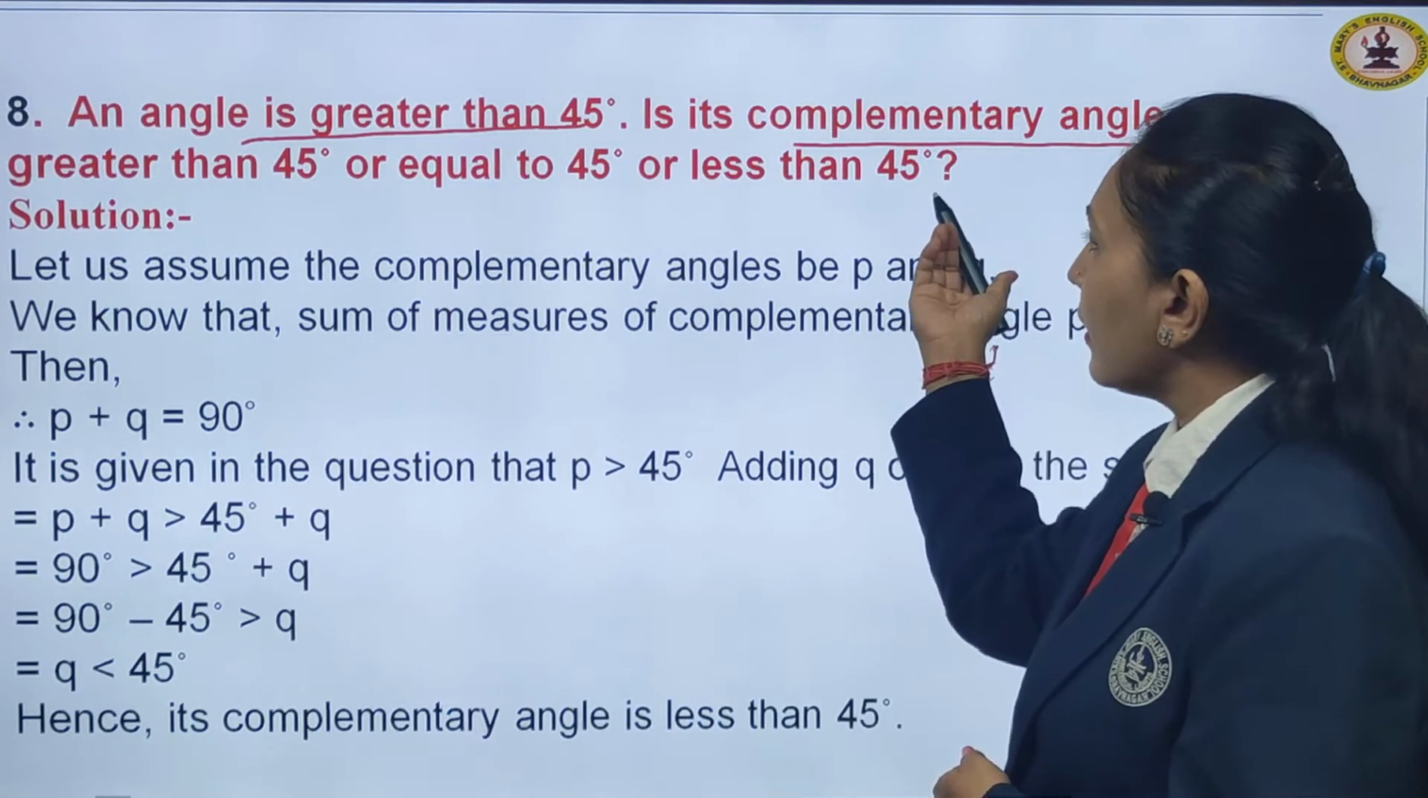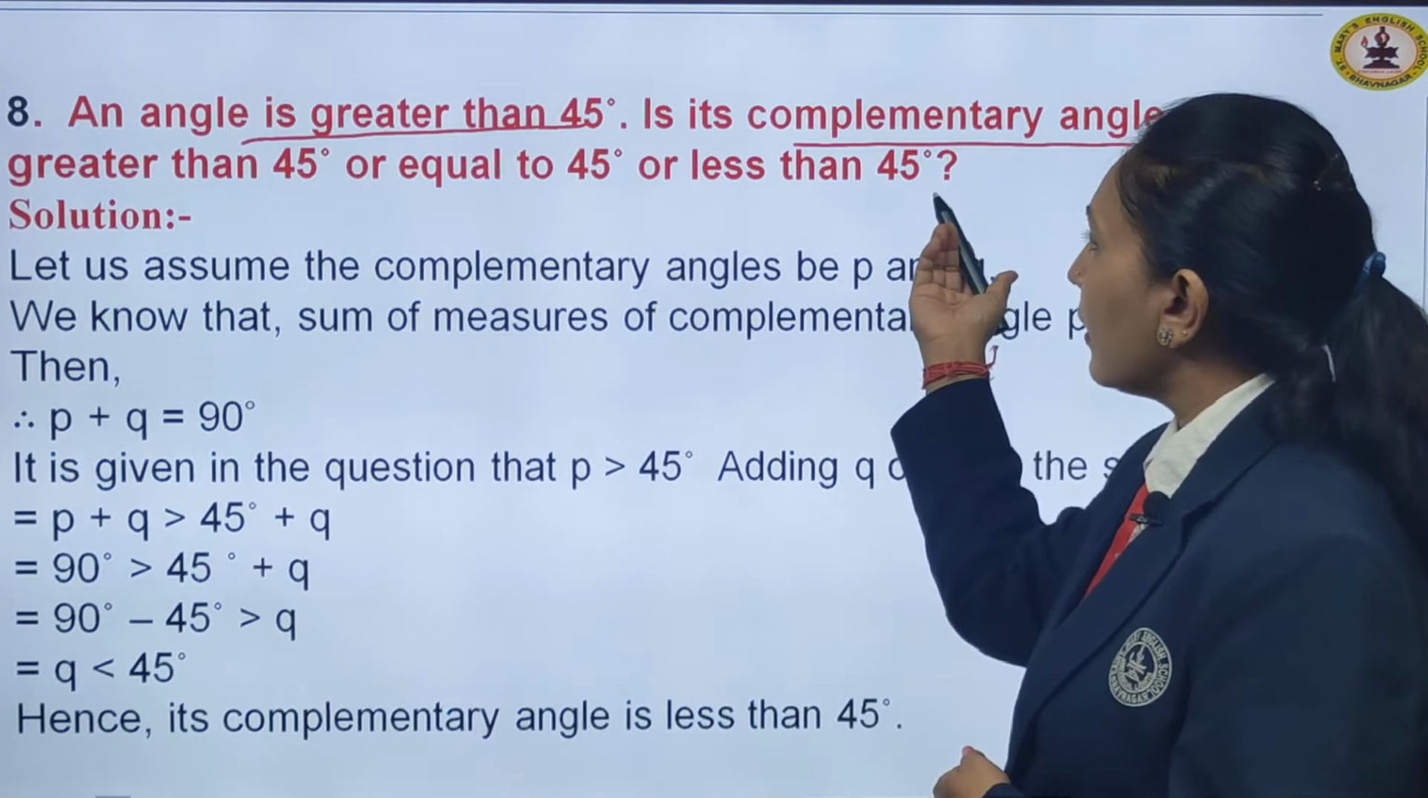Now what do I have to do, children, here? Now I want Q with this. So for this I will transpose Q on both sides. That means I will add Q on both sides. So if I add Q on both sides, children, for here only P greater than 45 is given. If I add Q here on both sides, what will I get? P plus Q greater than 45 plus Q. That is the next thing you can see here. So adding Q on both sides, I will get P plus Q greater than 45 degrees plus Q.